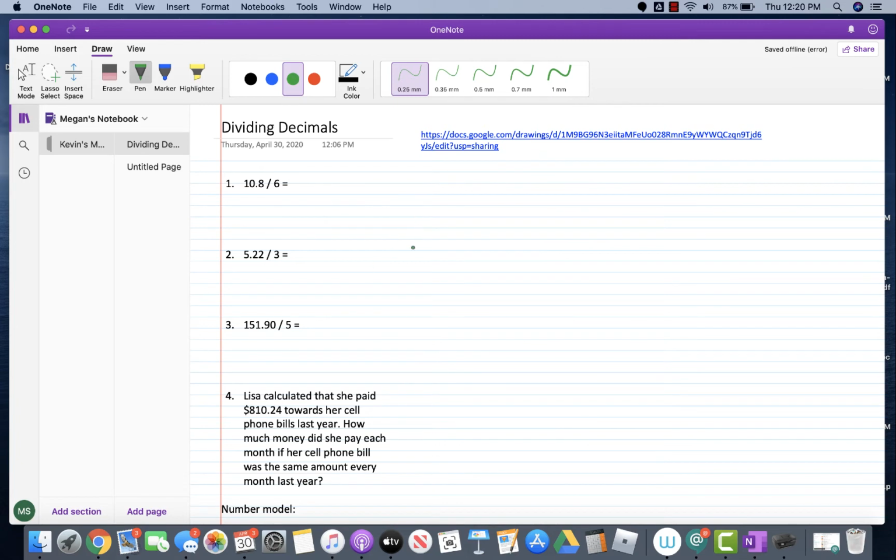Okay, so let's look at problem number 2. 5.22 divided by 3. Which number goes inside the bracket and why? The first number does. Our next and most important step is bringing up our decimal. 3 goes into 5 once without going over. 5 minus 3 gives us 2.